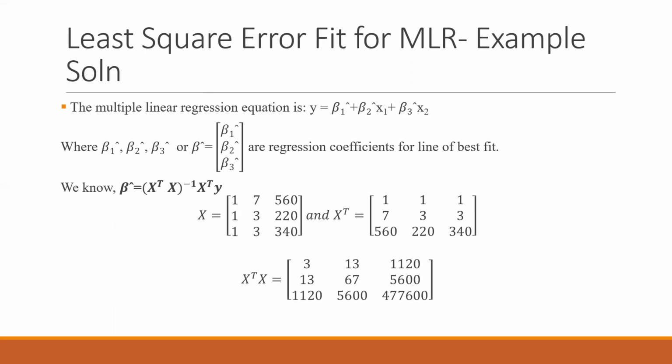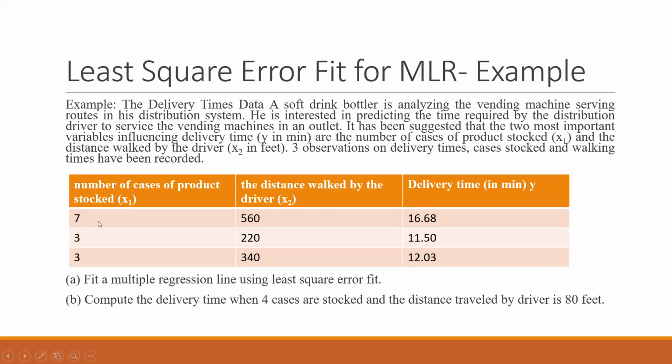For that, we need to find a few things. Because this beta hat is equal to these three components, x transpose x whole inverse, x transpose and y, we will first focus on getting these values. X is given to be 111, 733, 560, 220, and 340, and it has been derived from these. The 111 is the first column, a constant value that has to be given in the matrix. After that, 733 is the x1 column, and the x2 column is 560, 220, and 340.